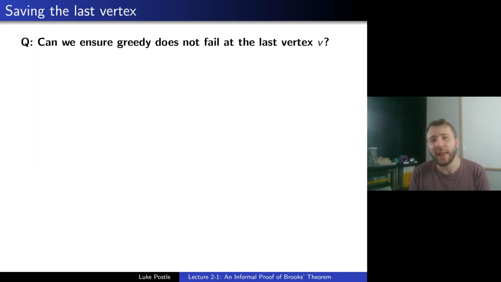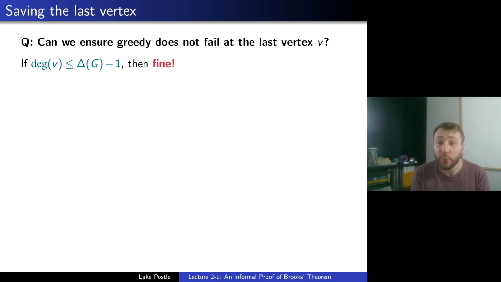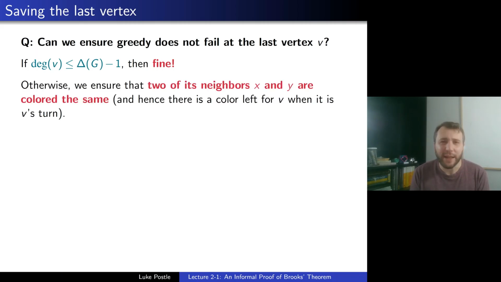So how do we save the last vertex? Can we ensure greedy does not fail at that last vertex V? So again, pause maybe and think for a moment. Well, there's a good case. It's if the degree is at most delta minus 1, right? Then you'd be fine. Then it would have a color left. So actually, the bad case is having degree delta. And here's the idea. If only we could ensure that two of its neighbors, x and y, are colored the same, and hence that there's a color left for v, right? The only bad case was it had delta earlier neighbors, and they were all different. So guaranteeing two to be the same would fix the problem and finish the coloring.